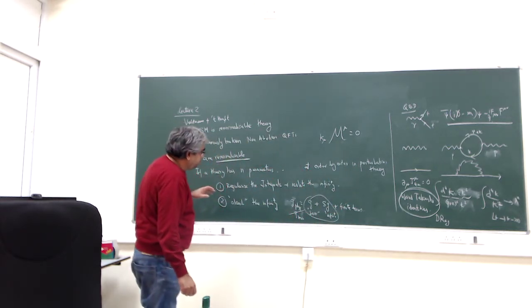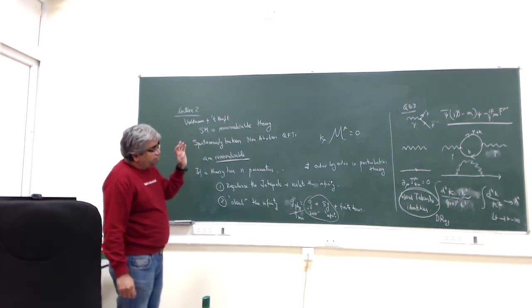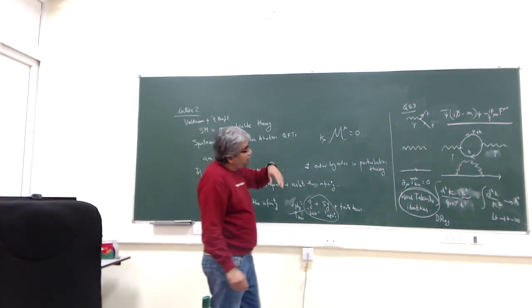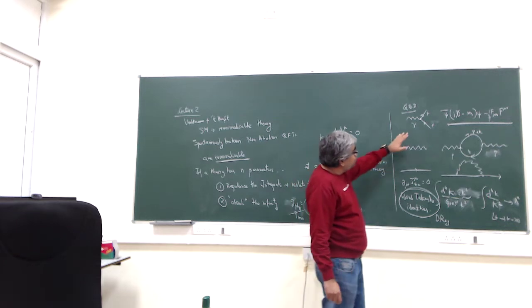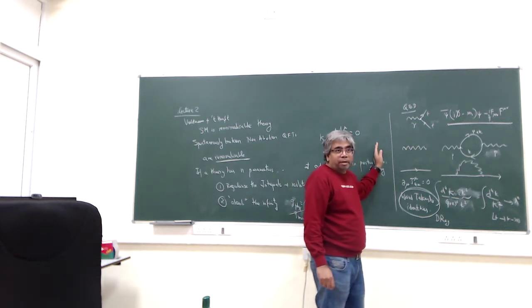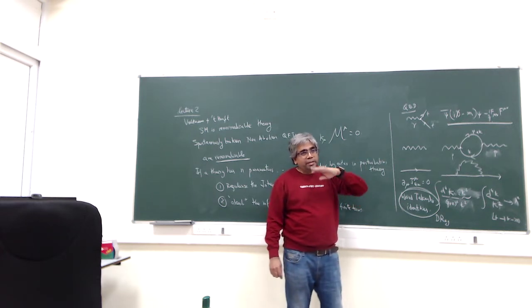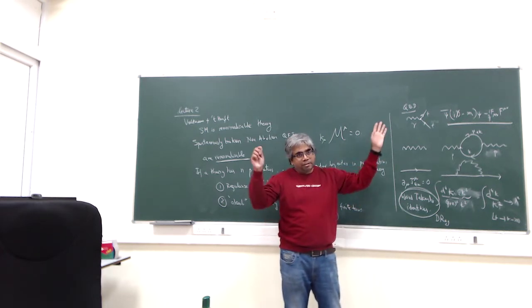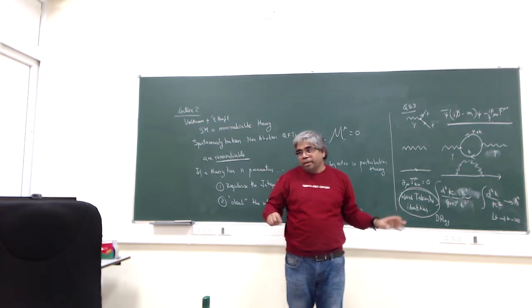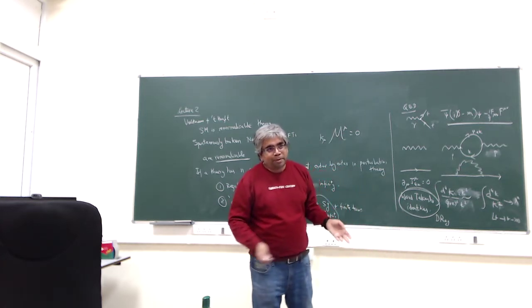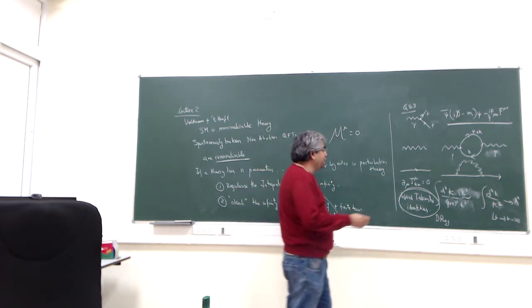Now, at the QED level, you can show renormalizability order by order, but there is also a mathematical technique to show that the theory is completely renormalizable at all orders. It's a very, very complicated thing. I won't go through it. It is some scheme.